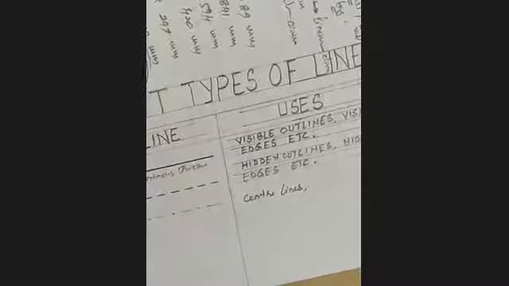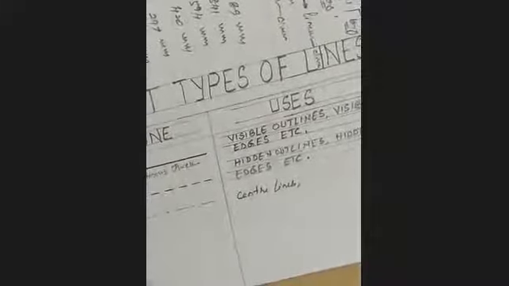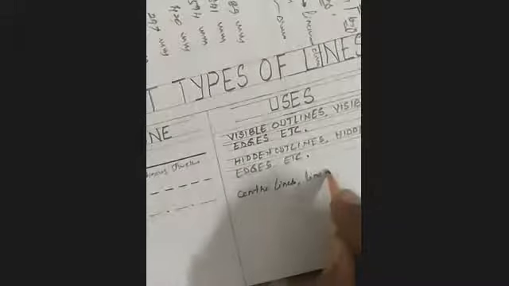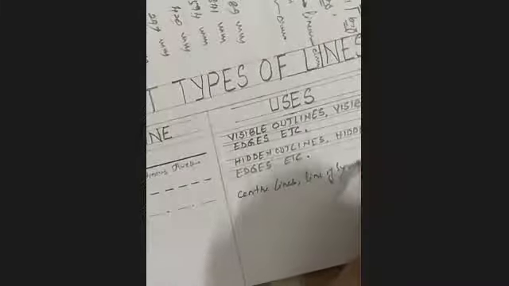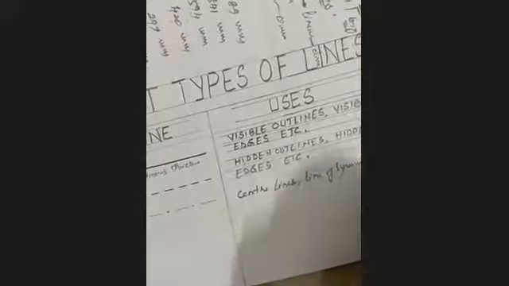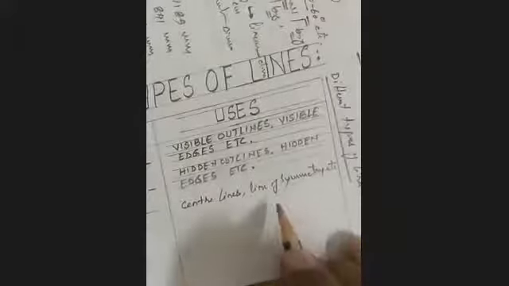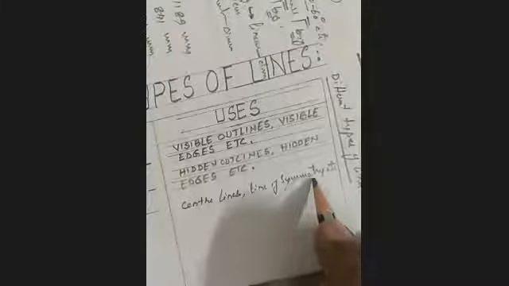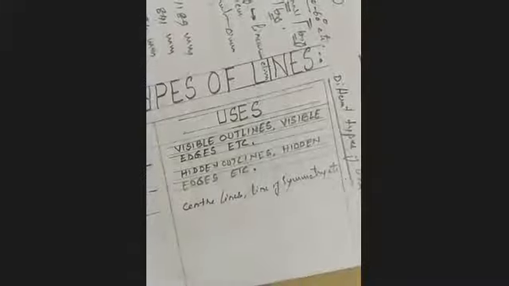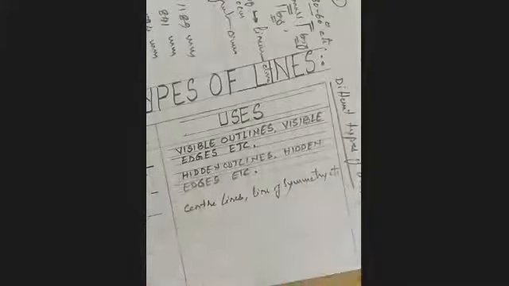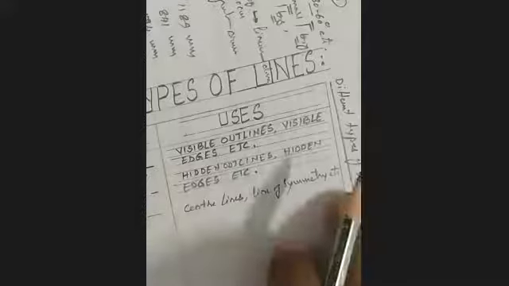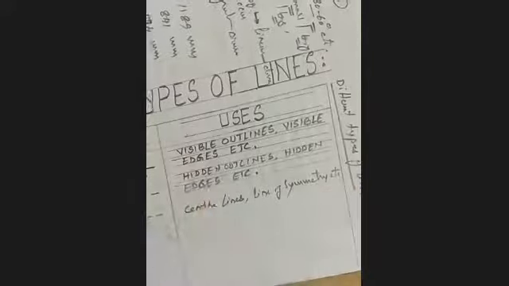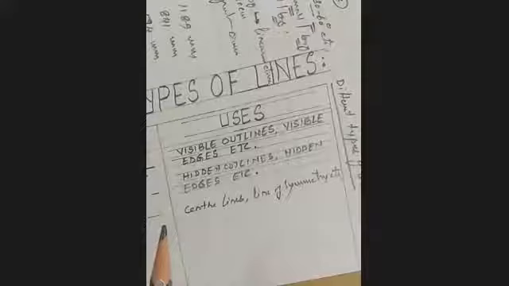This is used for center line. If you are not understanding the spelling, tell me. Center, C-E-N-T-R-E, center line, line of symmetry, etc. Line of symmetry, S-Y-M-M-E-T-R-Y, symmetry, etc. This type of line we are using for these, but you have to write in capitals. I'm not writing now. Only the first two examples I showed. Center line, line of symmetry.